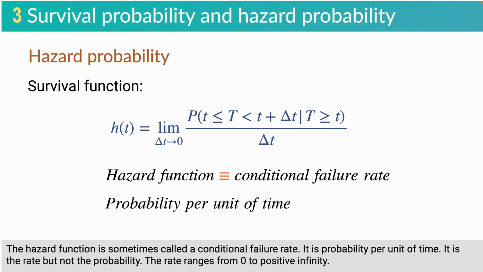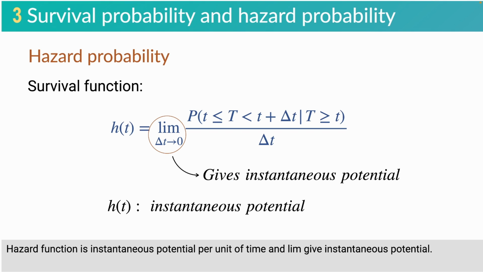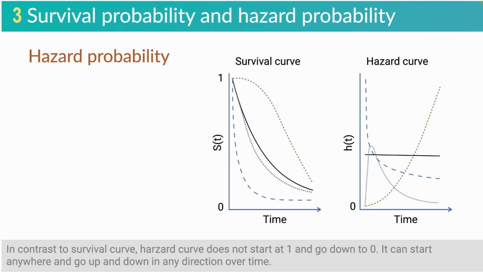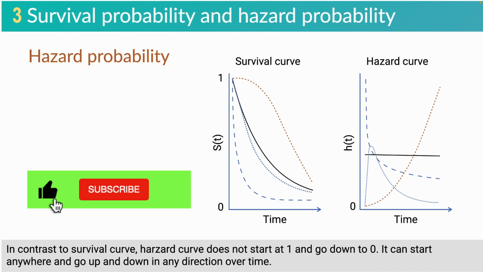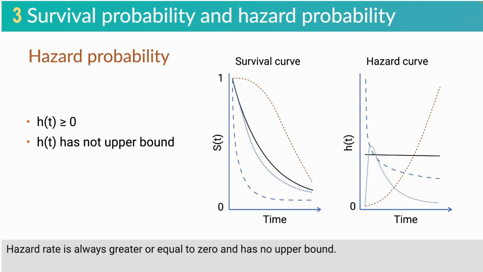It is probability per unit of time. It is a rate but not a probability. The rate ranges from 0 to positive infinity. The hazard function is instantaneous potential per unit of time, and the limit gives the instantaneous potential. In contrast to the survival curve, hazard curves do not start at 1 and go down to 0. They can start anywhere and go up and down in any direction over time. The hazard rate is always greater than or equal to 0 and has no upper bound.